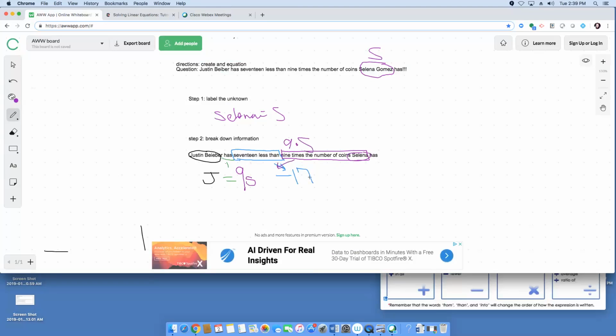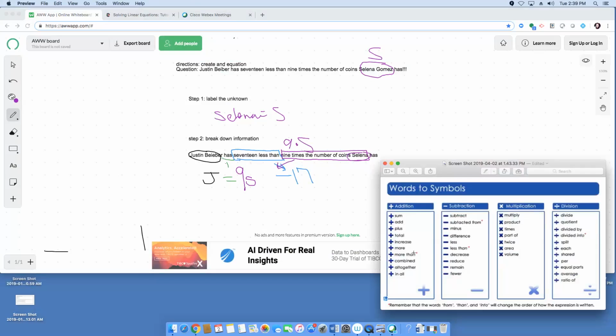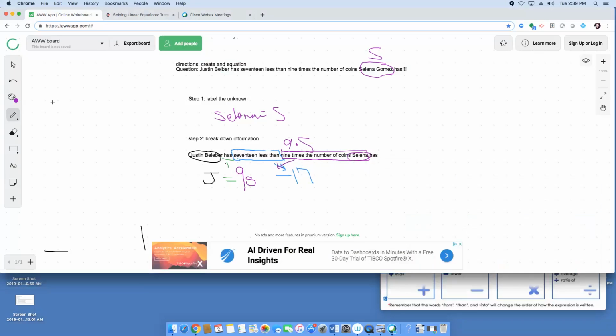So we kind of flip-flopped them, and that's according to these little asterisks right here. You're going to have to flip-flop something, change the order of what's expressed and not just drop it directly underneath. So your expression at the end is just J equals 9S minus 17. Justin Bieber has 17 less than 9 times the number of coins Selena has, right?